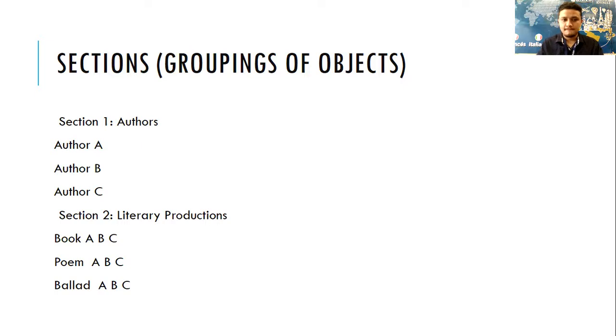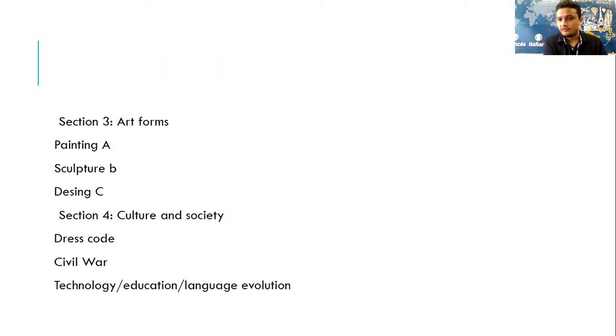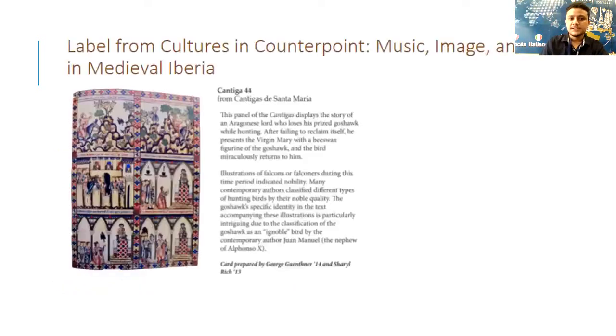You write it down, right? Section number 3 is all about art forms. Painting A, sculpture B, design. And then you can find music and other forms of art. Section number 4 will be my example, culture in society. In culture in society, label number 1 is going to be dress code, but I'm going to talk about the Civil War. And then I'm going to talk about technology, education, language evolution. And that's going to be part of the elements of the section for my exhibition, all right?